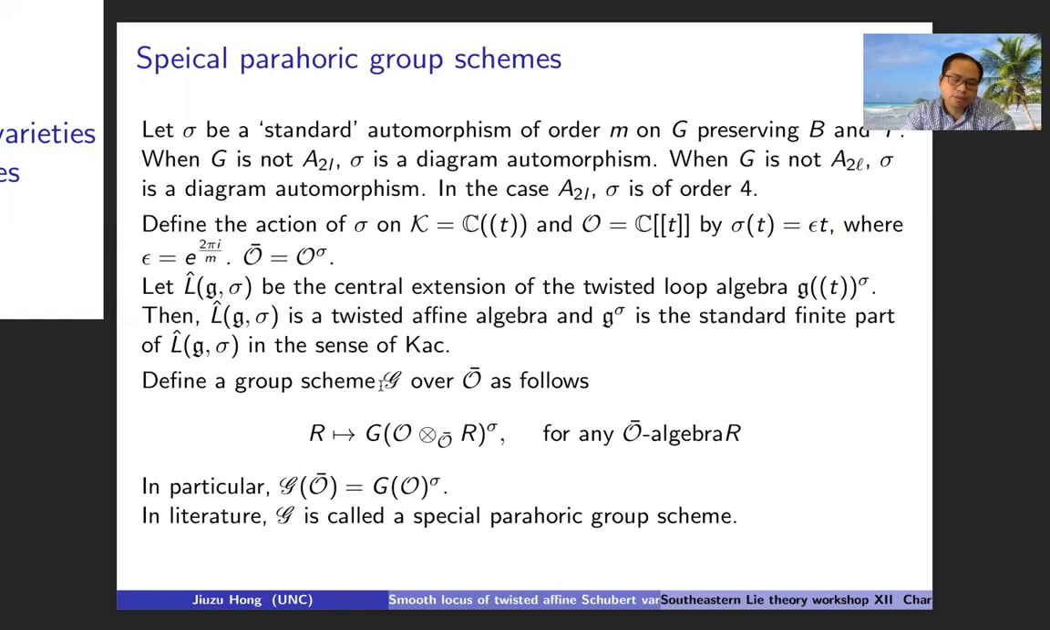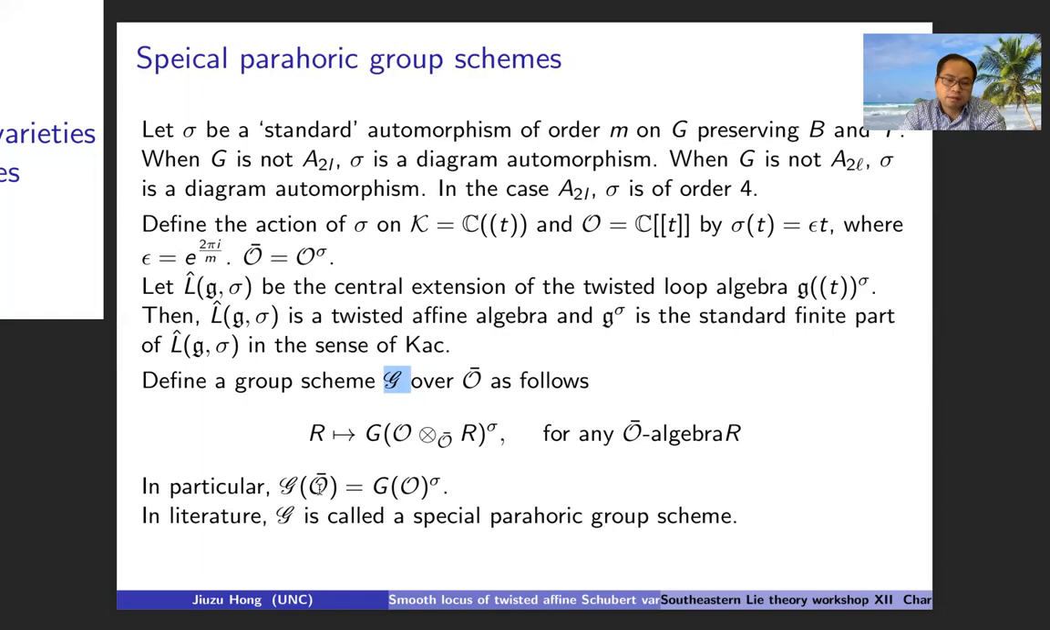And now we want to define a group scheme over this O bar, the sigma fixed point ring. It can be defined as a group functor: given any O bar algebra R, it is sent to G over O times R over O bar, and then you take the sigma fixed point. Again, sigma acts on O and on G, so we have a combined action of sigma on this group. This will be represented by a group scheme over O bar, which we call G.